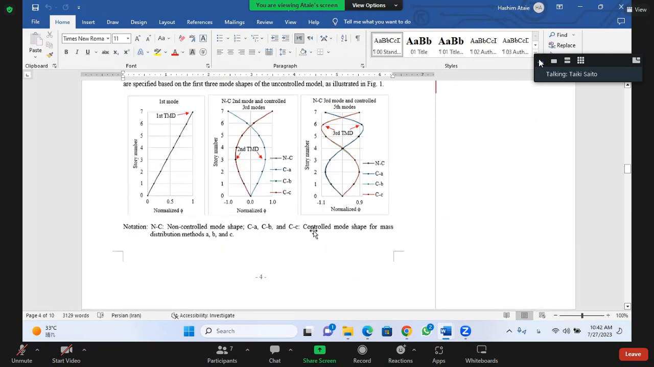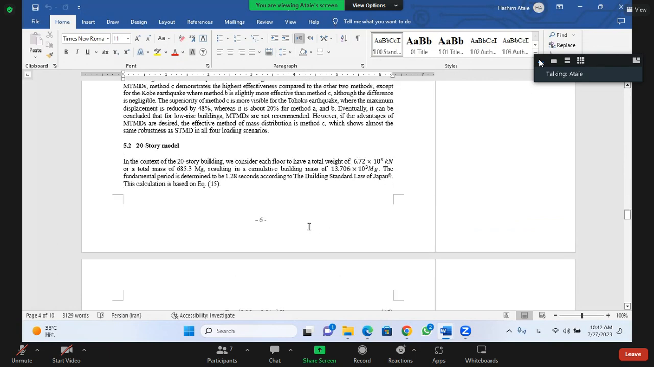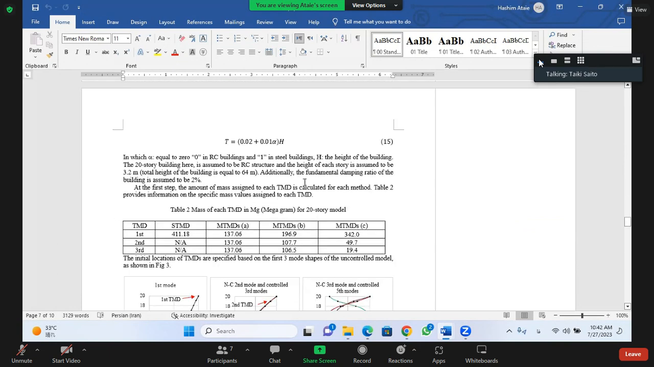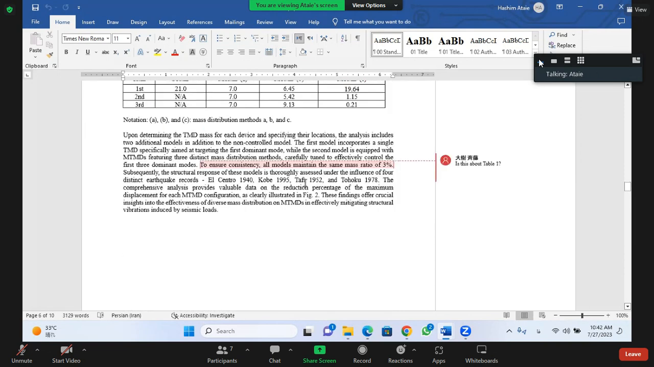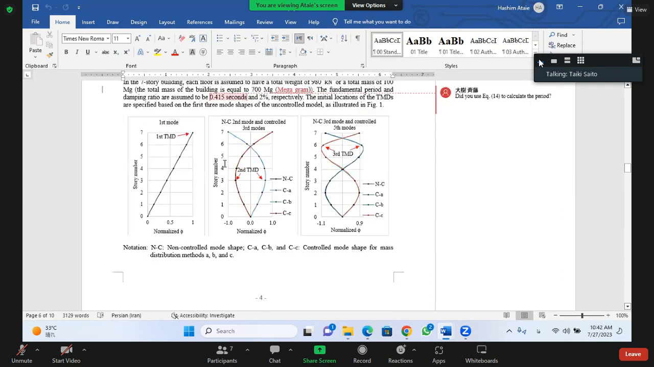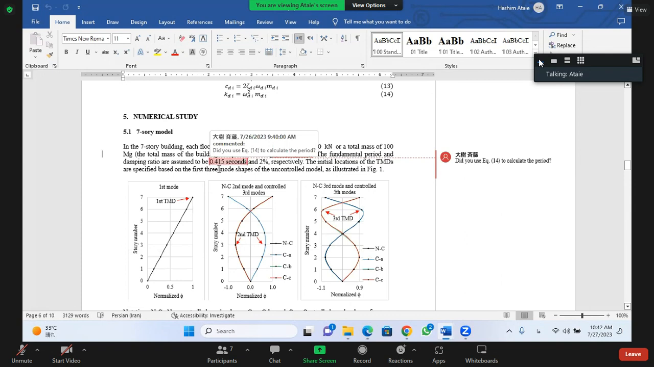Equation 15 is based on the Japan. Although I didn't calculate for 7 story, sensei, if I calculate based on that equation, it becomes 0.42. It is almost the same. If I round this number, it becomes 0.42. So how did you calculate this one?